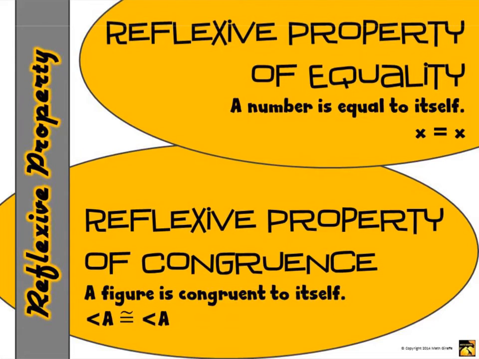You also have, you heard of this last year in Algebra 1, the reflexive property of equality. Basically, a number is equal to itself. If you have x, then x is equal to itself, x. Well, we also have reflexive property of congruence. It's a little bit different, but basically, it says that a figure is congruent to itself. So angle A is congruent to itself, angle A.